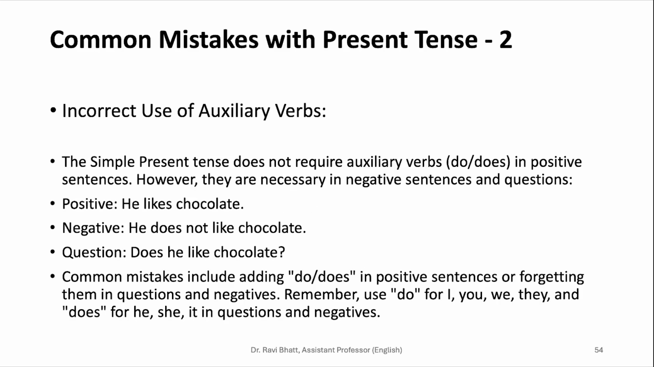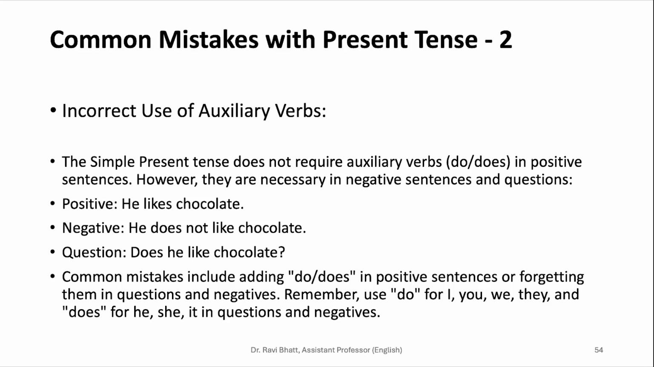Now, the next mistake, incorrect use of auxiliary verbs. Helping verbs, or auxiliary verbs as we call them, are extremely important. Now, let's see what work auxiliary verbs do. Now, the simple present tense does not require auxiliary verbs like do, does in positive sentences. Okay. However, they are necessary in negative sentences or questions. Okay.